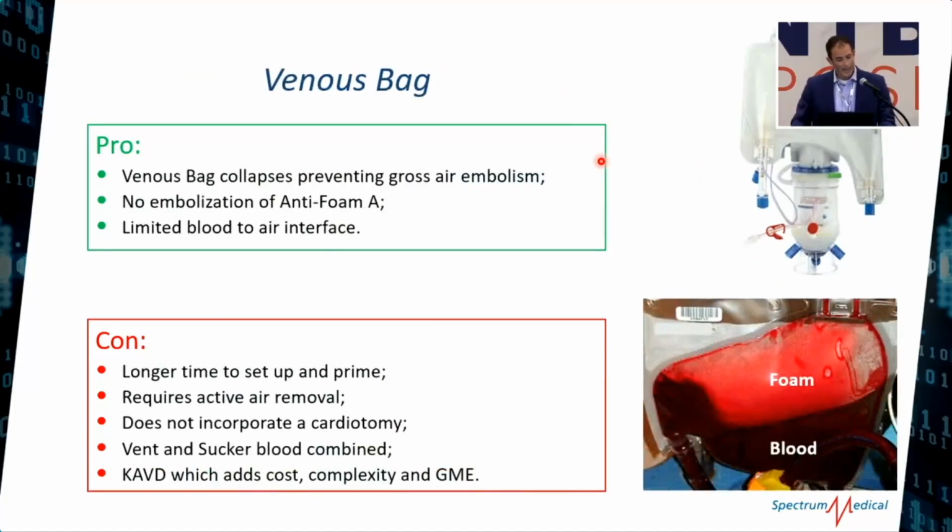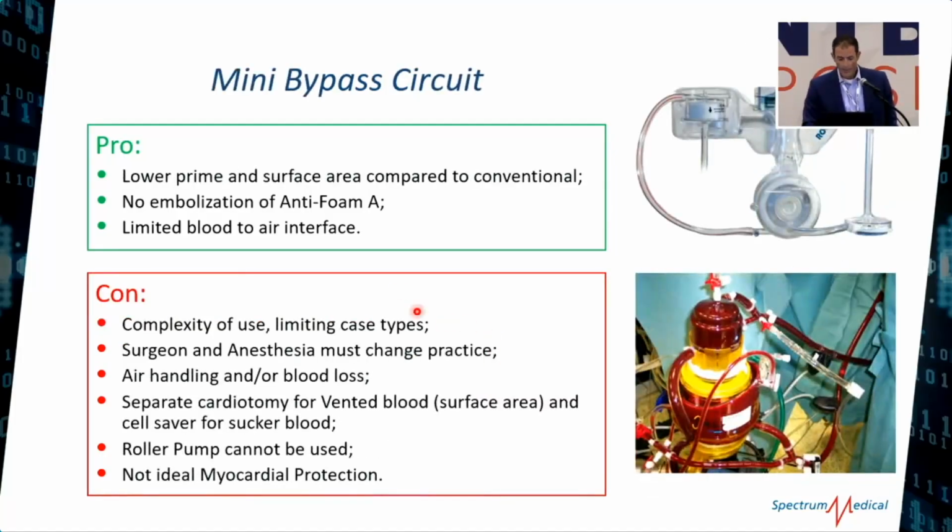A venous bag. The pros of a venous bag are that it collapses to prevent gross air embolism, it mitigates the blood-to-air interface, and you have no embolization of antifoam A. But some of the cons are a longer time to set up, it requires active air removal, it does not incorporate a cardiotomy, vent and sucker bloods combined, and you also might need kinetic assist, which adds cost, complexity, and can contribute to gaseous microemboli. Mini bypass circuits, or MECC.